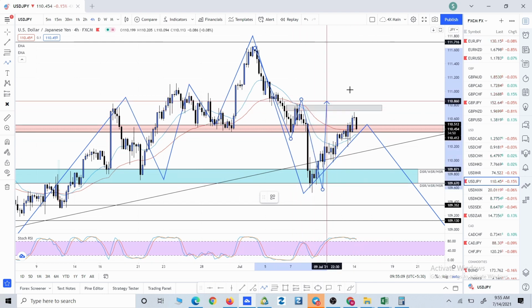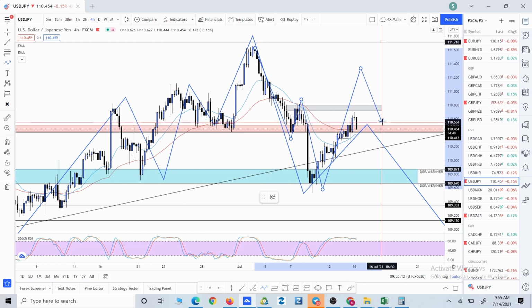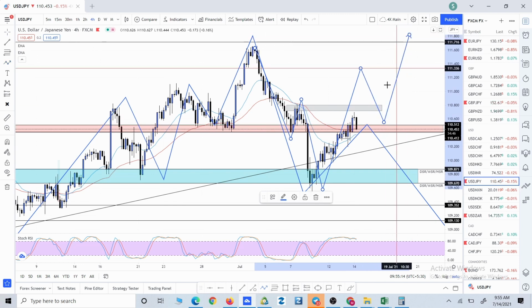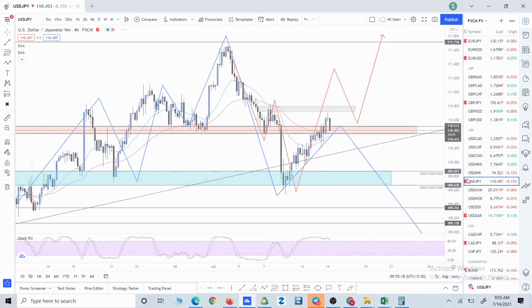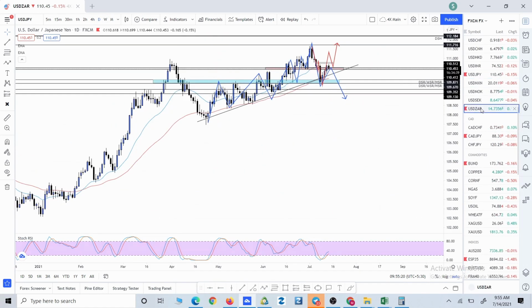If the price closes above this previous high, I'll be waiting for the price to come back to go long, and I will not be interested in trading short in that scenario. So that's going to be USD JPY.